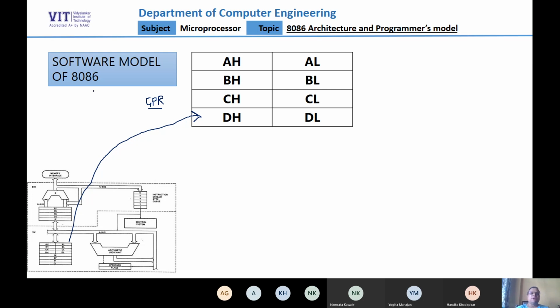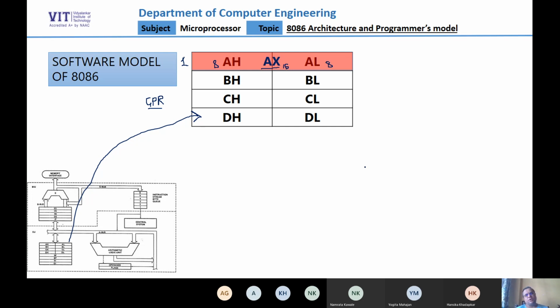So then the first register that we have to go through is AH AL, a pair of two 8-bit registers. AH is an 8-bit register. AL is also an 8-bit register, and if they are combined together, then they will form a 16-bit register known as AX. So AX is a 16-bit register, and it consists of two 8-bit parts, that is AL and AH. So now we started writing about the AX register.